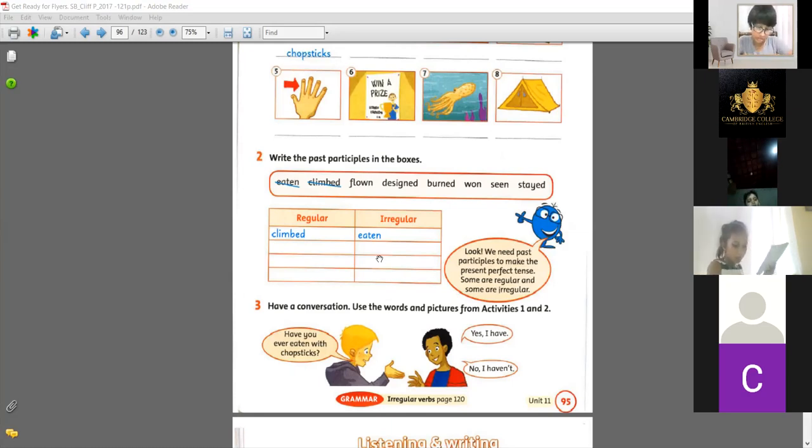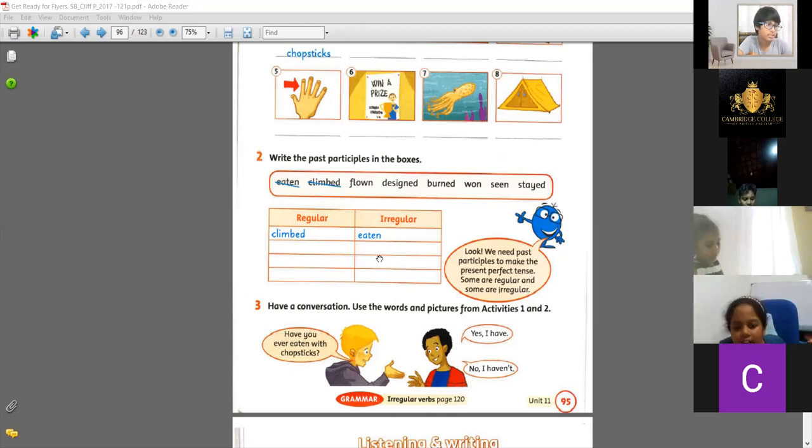Yes. Now here you can see regular verbs and irregular verbs. They have given regular verbs, where we can add ed and make them. But irregular verbs, we cannot make by adding ed. We have to take them from the QR word list. That is why the teacher told you to memorize them. So you want to do it now. Try it now.